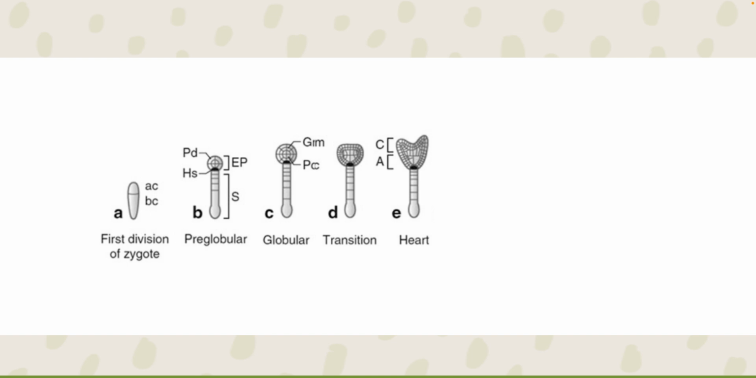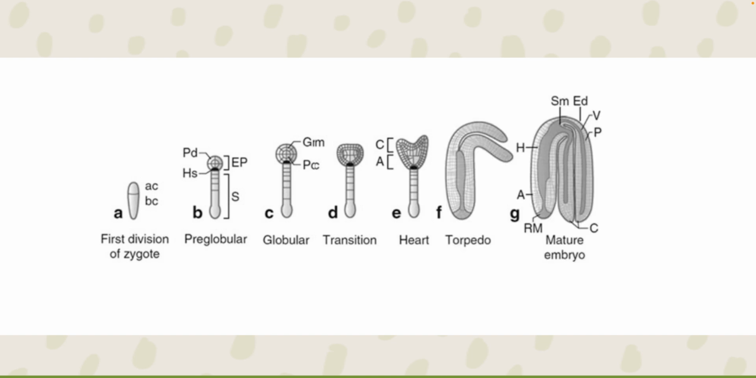The elongation of the cotyledons has the embryo enter the torpedo stage. With more elongation and absorption of food material, the torpedo stage becomes a mature embryo.